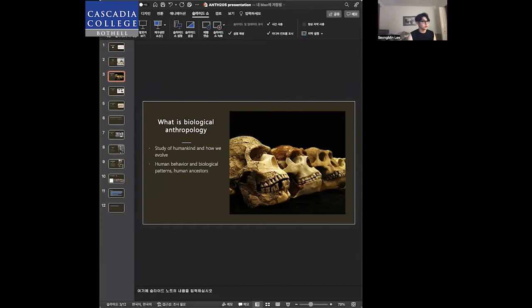Biological anthropology studies human behavior and biological patterns, human-related primates, and extinct human ancestors as a subdivision of anthropology. It is responsible for presenting a biological view of the study of phylogenetic humans. Biological anthropology is also known as physical anthropology.